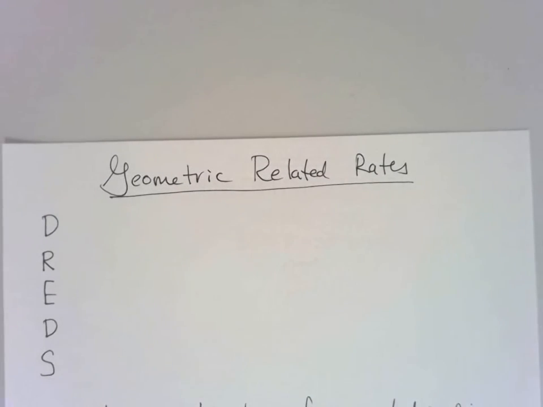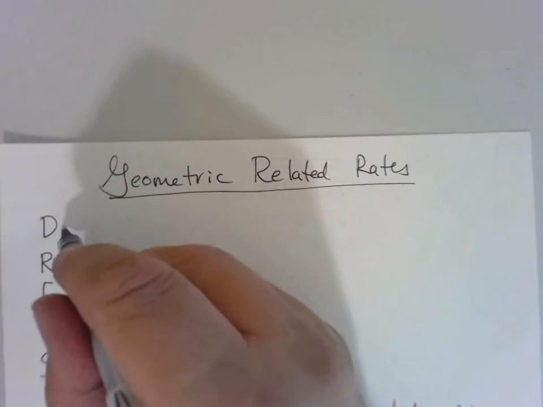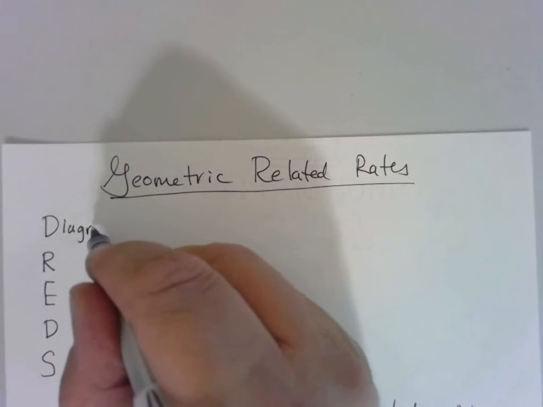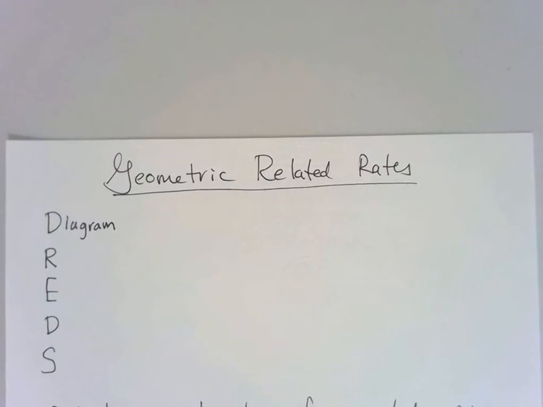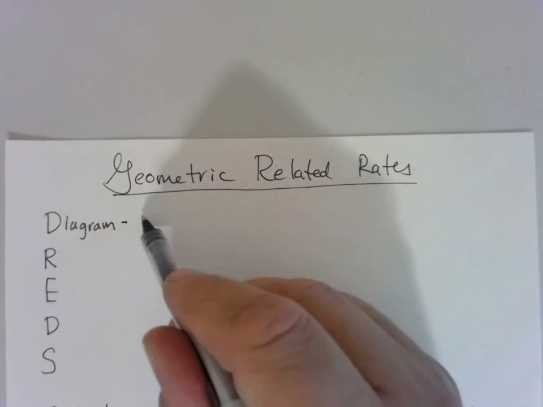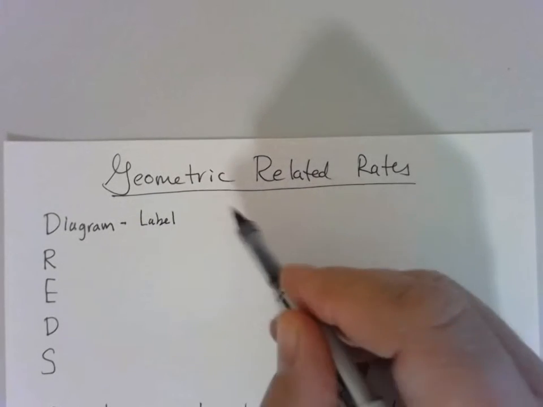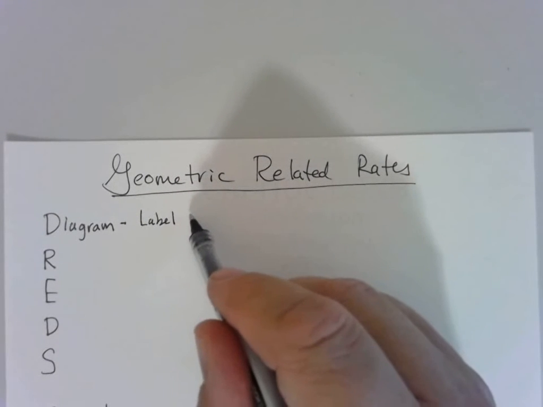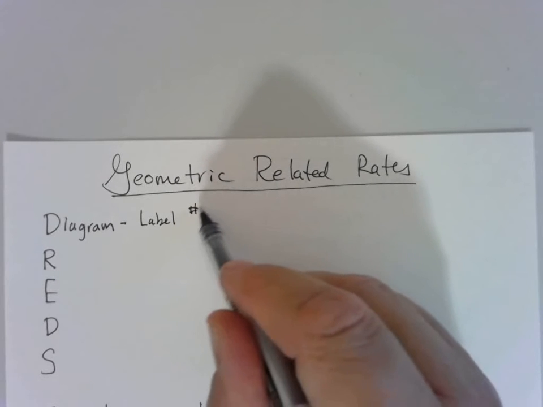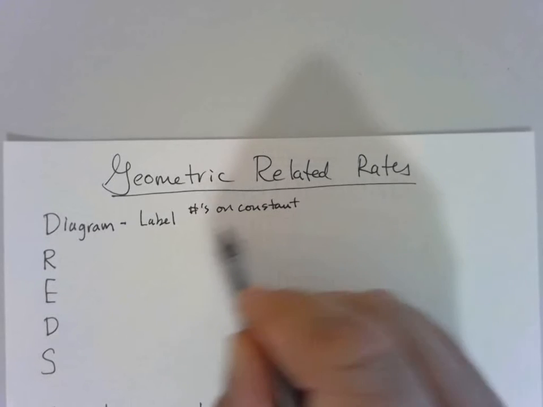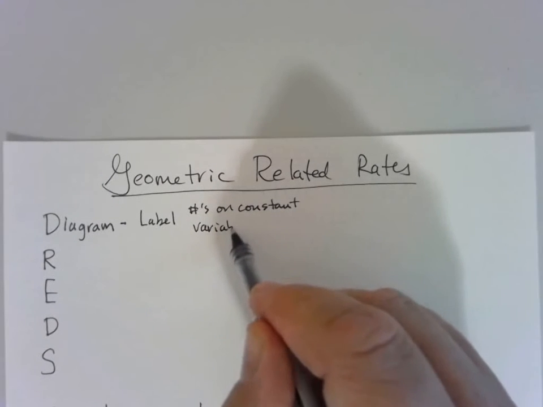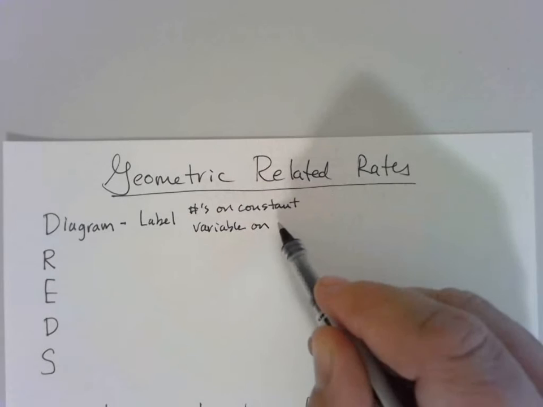So the first thing you're going to do with a geometric related rates problem after you read the problem is you're going to draw a diagram. You're going to draw a picture. This is geometric, and so presumably there's going to be some picture that you can draw that describes what's happening in the situation. And I'm going to add to this, you're going to label, and you're going to put numbers on things that are constant, and you're going to put variables on things that change.